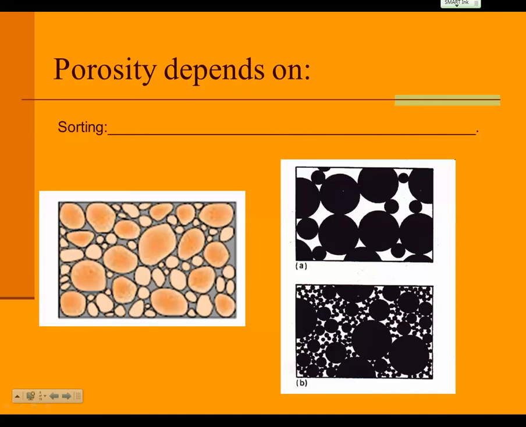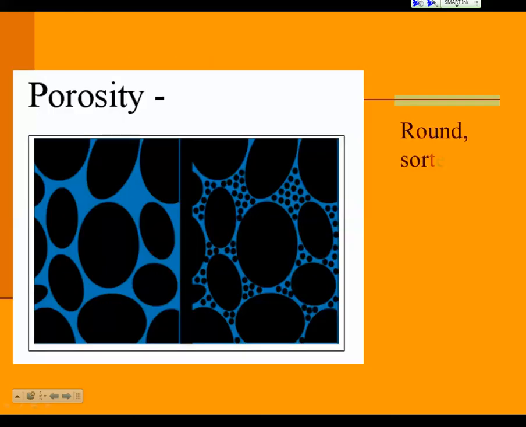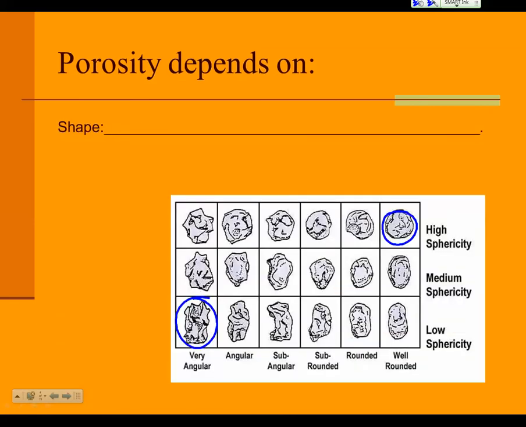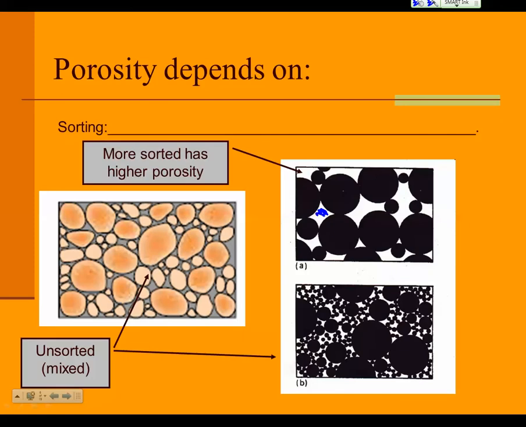Okay, third factor, sorting. Soils that are well sorted, that means they have the same size and shape, have more pore space between them than soils that are poorly sorted or unsorted. And you can see that in the pictures here. On the right-hand side, you'll see, hold on, a little screw up here. You'll see this is a relatively well-sorted soil. Lots of space between them.